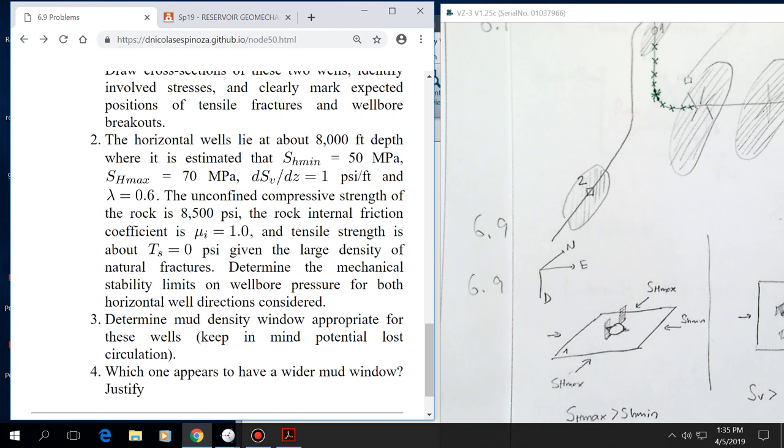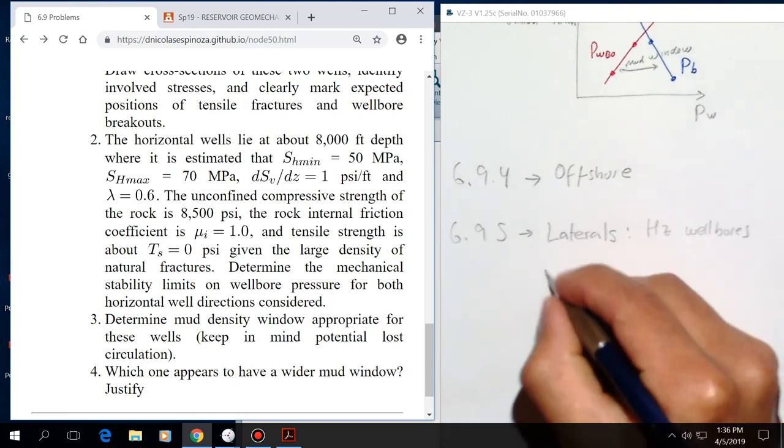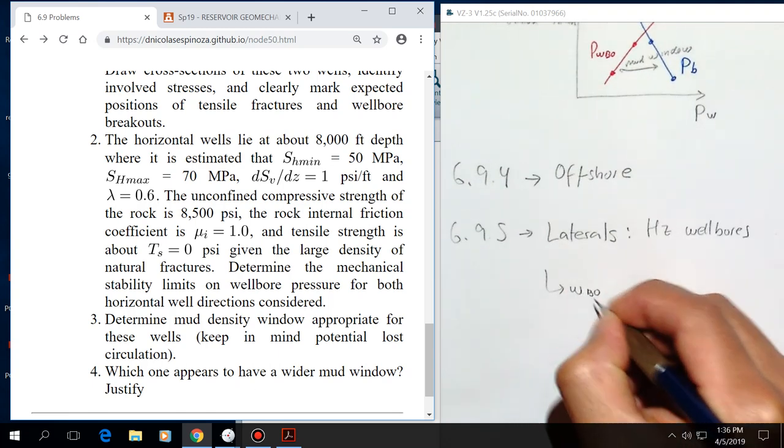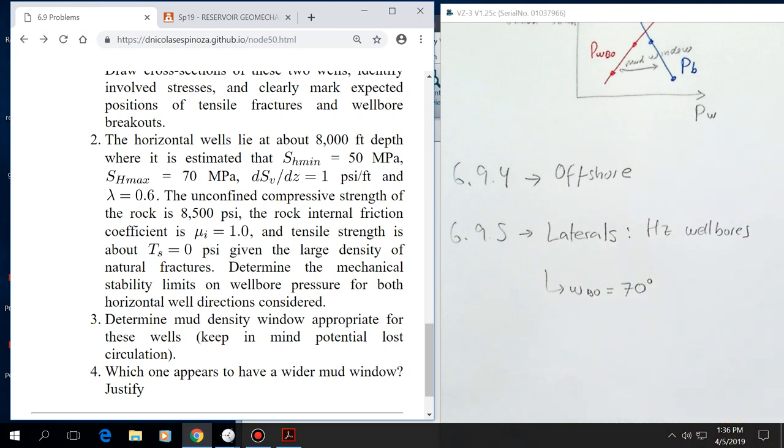So let's agree on a number. Let's say a breakout angle of 70 degrees, okay? So, let me get back here. For those laterals, then, we're going to set a breakout angle of 70 degrees.